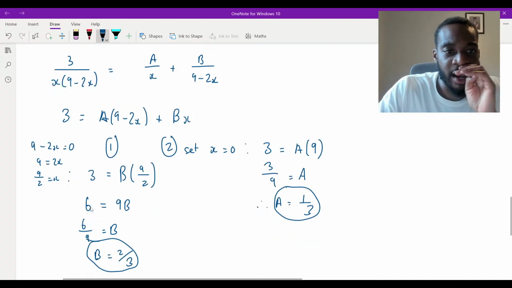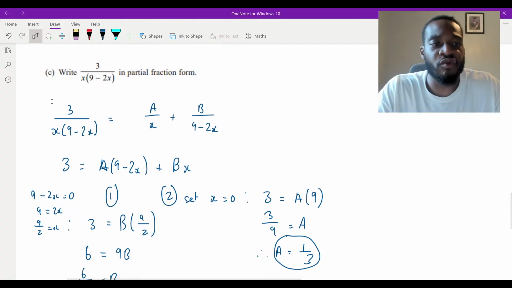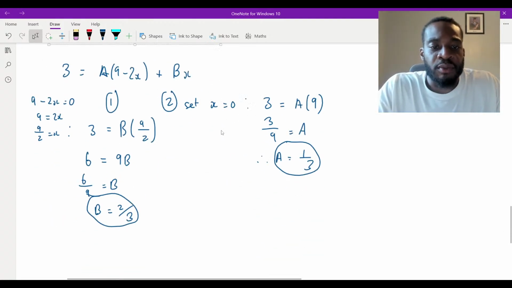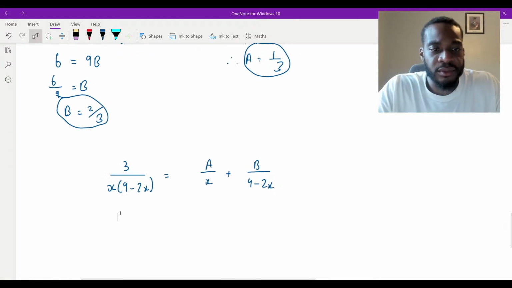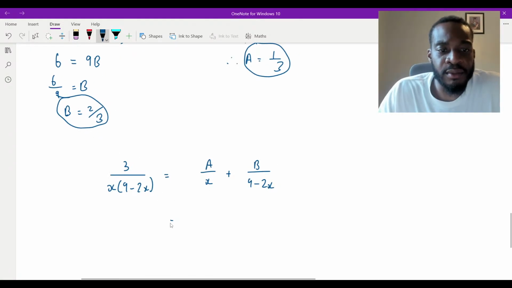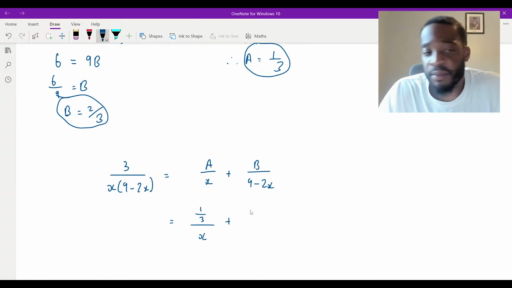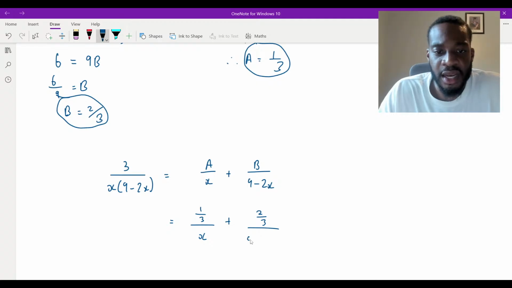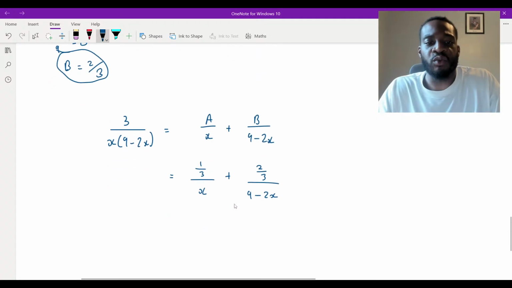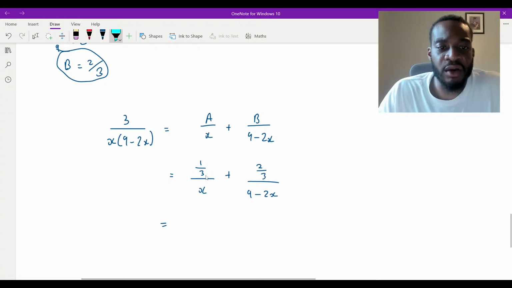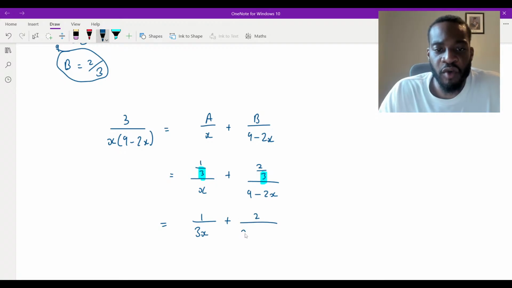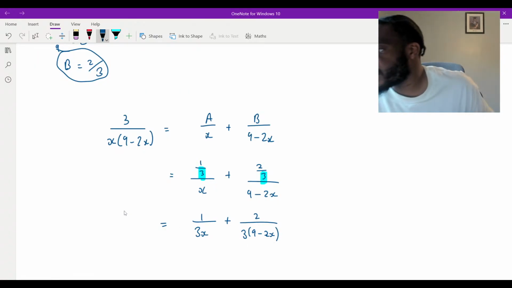Now remember they said write it in partial fraction form. So for the final answer, I'll write it in the form. It'll be equal to 1 over 3 and then x, plus b which is 2 over 3, and then 9 minus 2x, like that. And then obviously what you can do is bring the denominators down, but I like to take them out, to be honest. So you can write 1 over 3x plus 2 over 3(9 minus 2x) if you want, or you can expand it. But yeah, that will give you the 3 marks. Yeah.